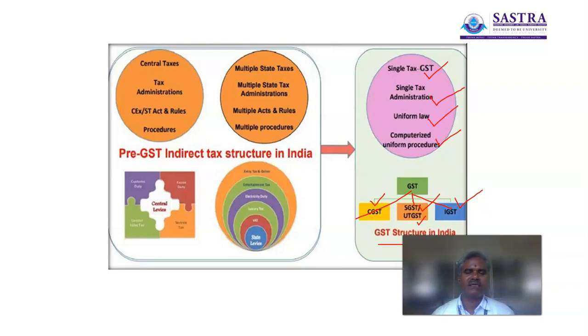This is called the pre-GST indirect tax structure, with central tax administration. We have so many authorities, so many departments, multiple state taxes. You see, multiple sales tax administrations, multiple acts, rules, and procedures. But now everything is eroded. Only one. We have only one. This is called what? GST. That's why it is called single tax, single tax administration, uniform tax.